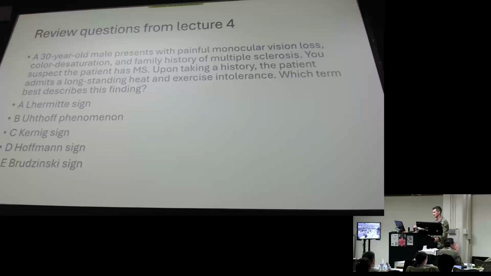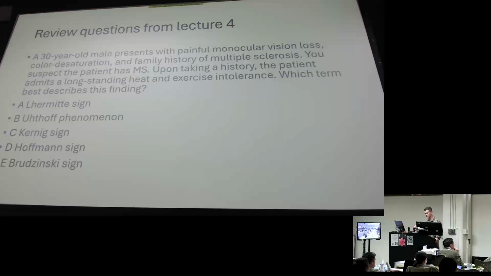You're suspecting this patient has MS. Upon taking a history, the patient admits to a long-standing heat exercise intolerance. What best describes his findings? Now I'm just looking for straight recall. You can ignore all that other history. Hey, in people with MS, what's that finding or symptom when, hey, I can't tolerate being in heat anymore?